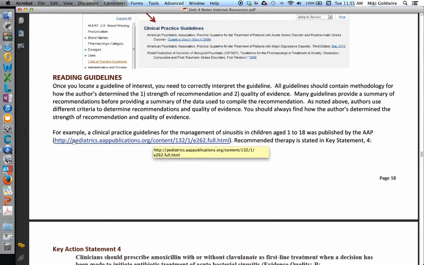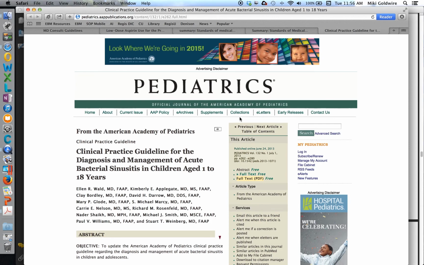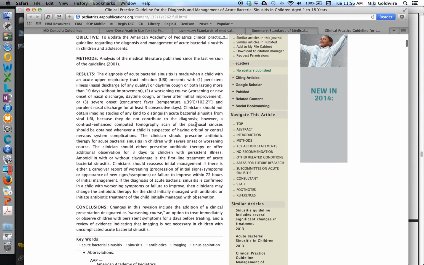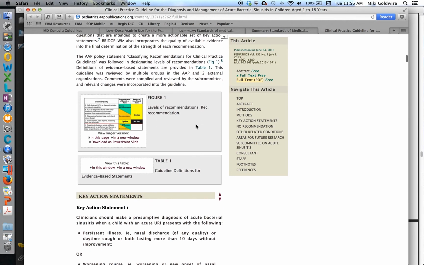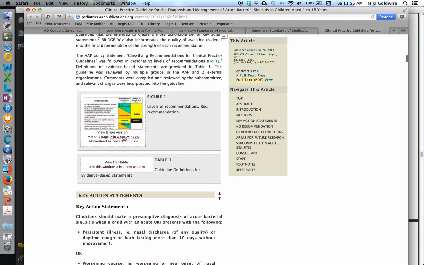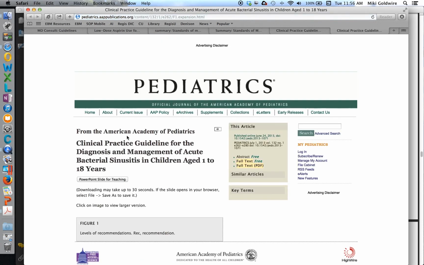And I left you the link here. This is about the management of sinusitis in children aged under 18 years. So again, if I'm looking at their introduction, oh, here we go. One of the first figures is a level of recommendations. So if I click on it in a new window, I'll get this figure larger.